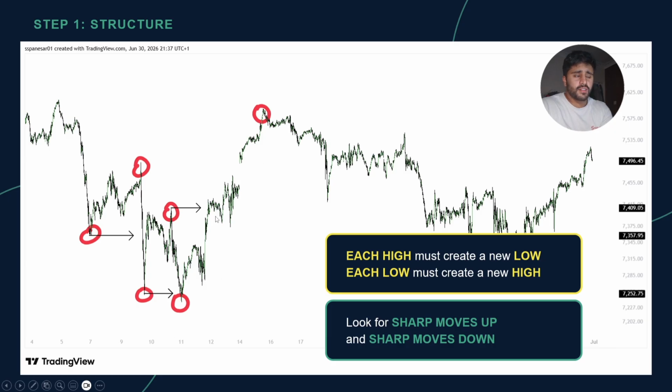All these sharp moves. Now, yes, technically you could mark this out, but for me, this is more of a range. And then we have the gap here going into the new week. So for me, this is roughly how I mark out my structure, right? You want to follow the two rules you see on your screen. Each high has to make a low, each low has to make a high, using both the sharp move up and down theory, right?